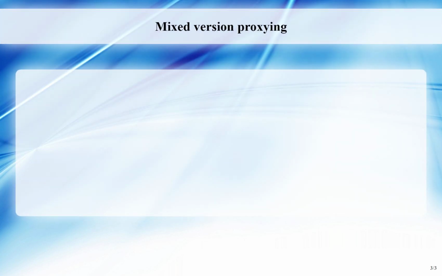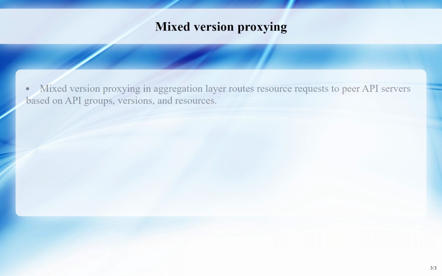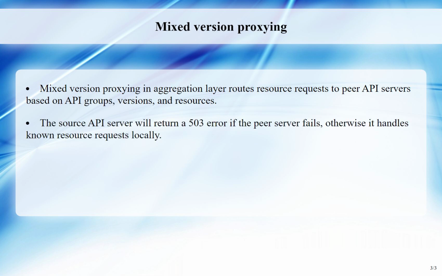Mixed version proxying. When mixed version proxying is enabled in the aggregation layer, a special filter is loaded to handle resource requests that reach an API server unable to serve a particular API. The server then attempts to send the request to a peer API server that can handle it, based on API groups, versions, and resources that the local server doesn't recognize. If the peer server fails to respond, the source API server will return a 503 error.